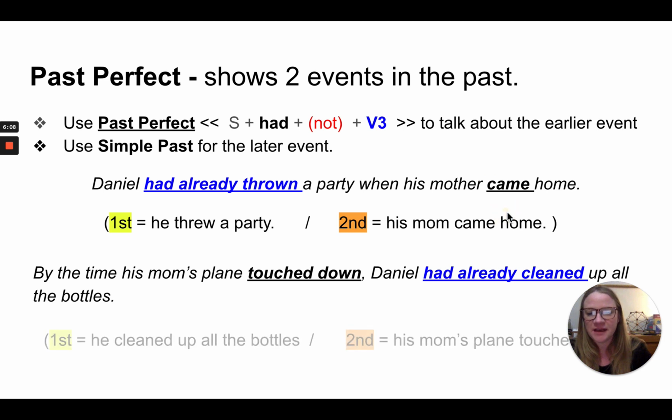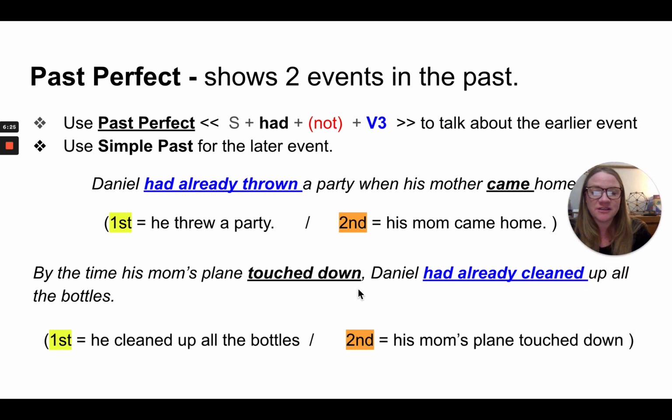Okay, so if you said, the first event is he cleaned up all the bottles, you are correct. Good job. Because this is the past perfect, had and verb 3. Past perfect talks about the earlier event, the first event. And then the second event is his mom's plane touched down. Touched down is simple past. Simple past is for the later event, so that's the second event. So in the past perfect, we often use it together with the simple past in the same sentence to show which event happened first, which event happened second in the past.